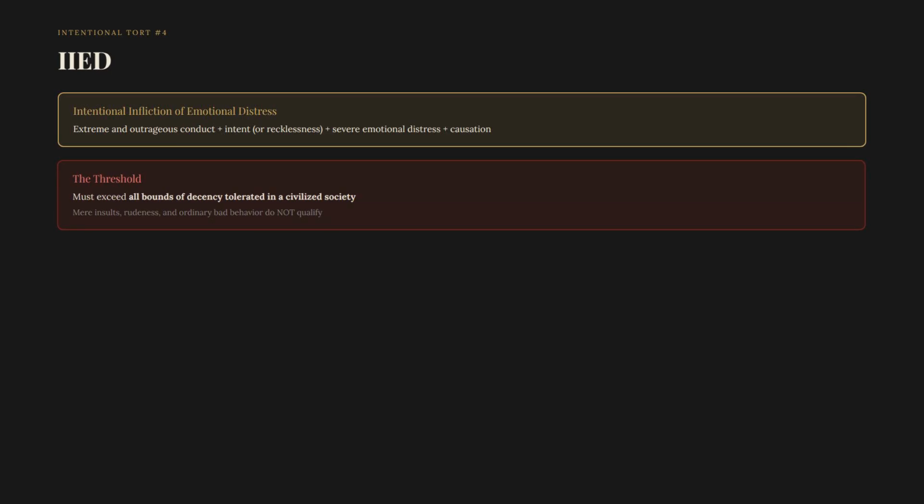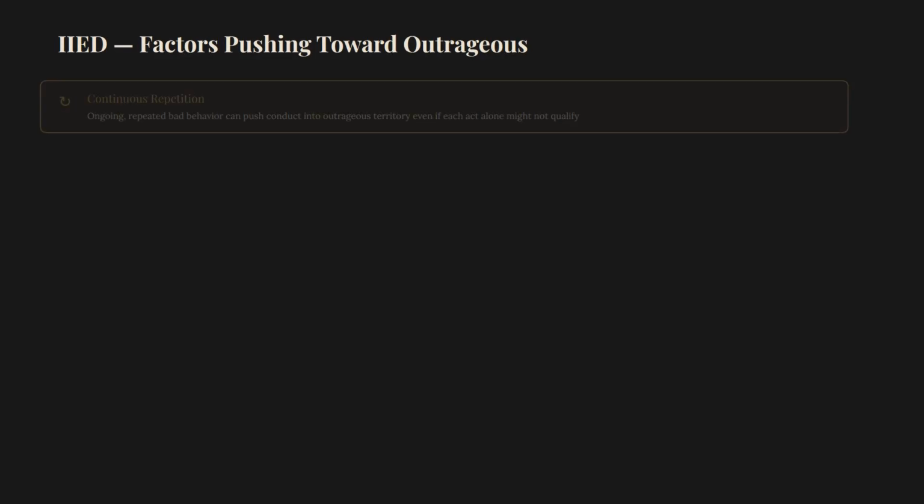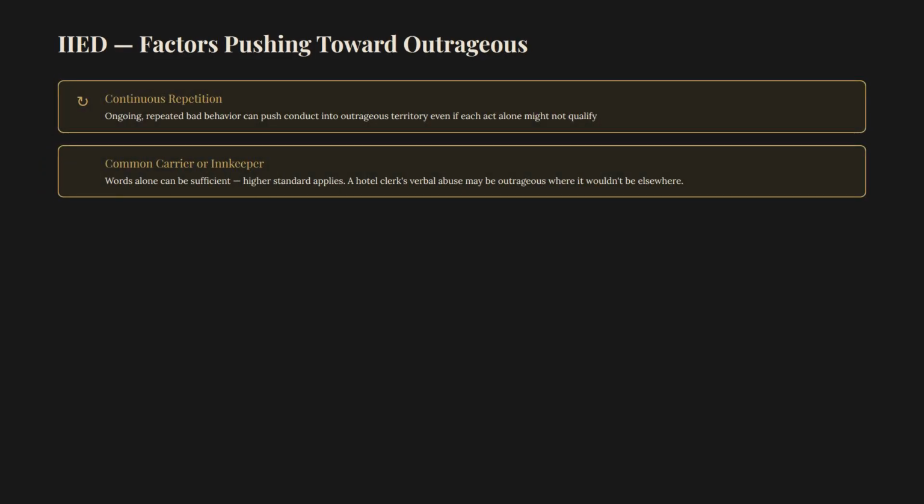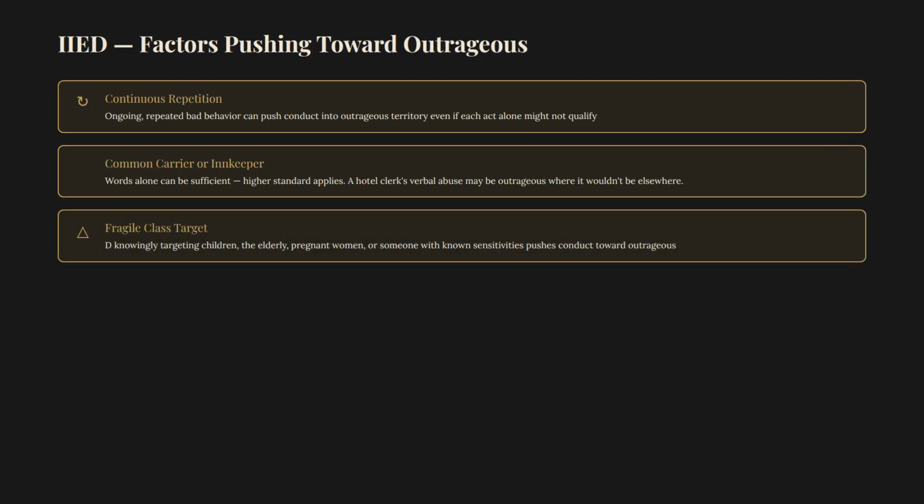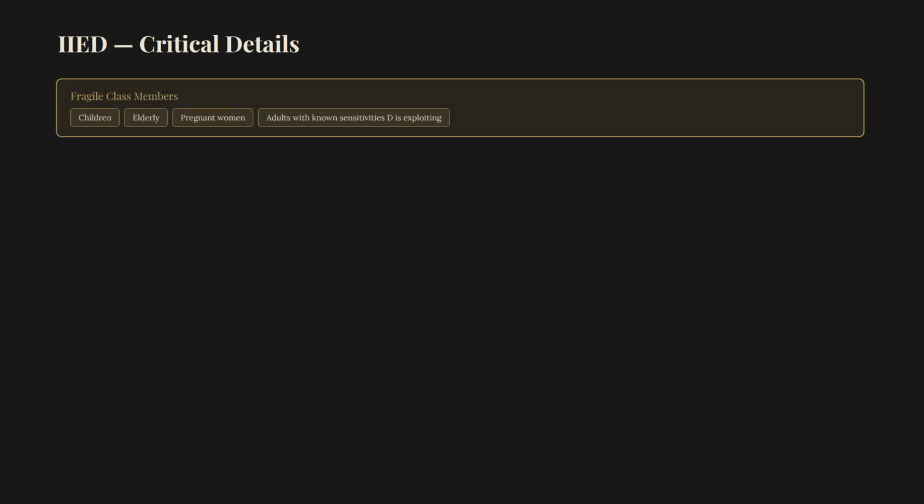With IIED, the conduct must be extreme and outrageous. It has to exceed all bounds of decency tolerated in a civilized society, so mere insults and rude behavior don't qualify. Factors that push conduct toward outrageous include continuous repetitive bad behavior, D being a common carrier or innkeeper where words alone can be sufficient, and P being a member of a fragile class, children, elderly, pregnant women, or adults whose known sensitivities D is deliberately exploiting.